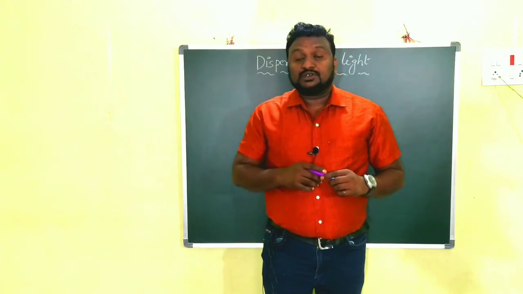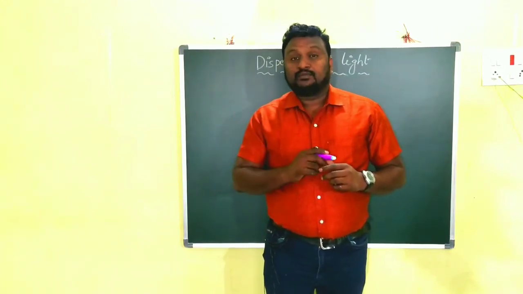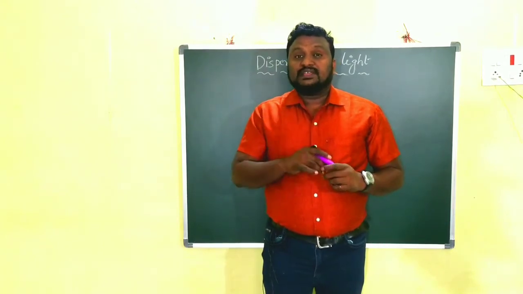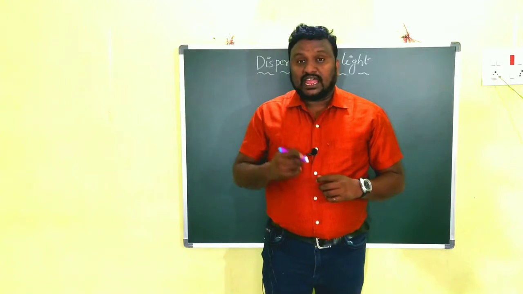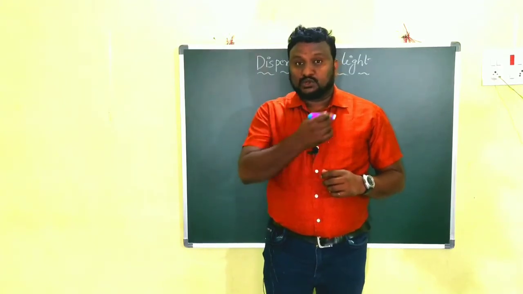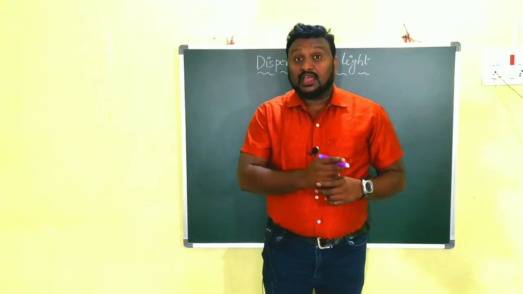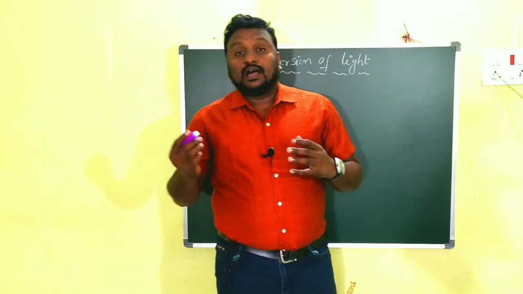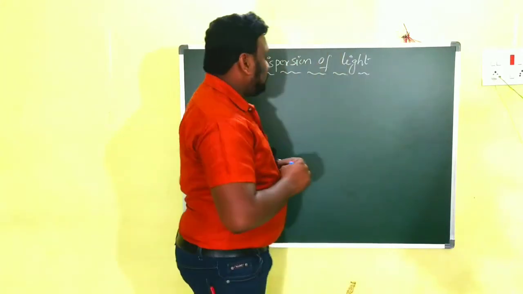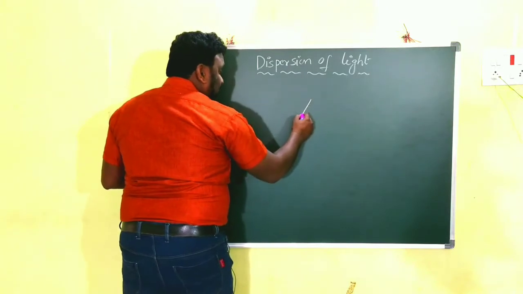In our textbook, I think activity 3 and activity 4 explain the dispersion of light. So I am going to explain those two activities in this video. That's why watch carefully and don't skip the video, children. Here I am giving one example of dispersion of light. Here we have taken one prism.